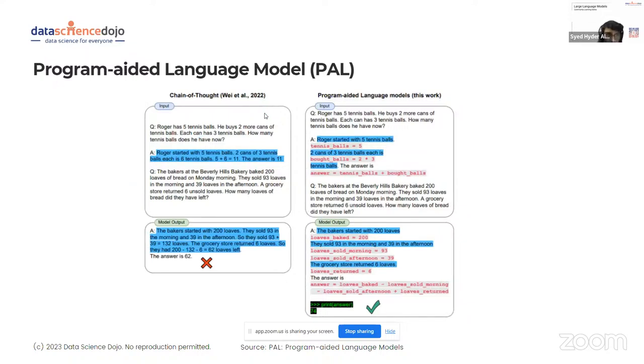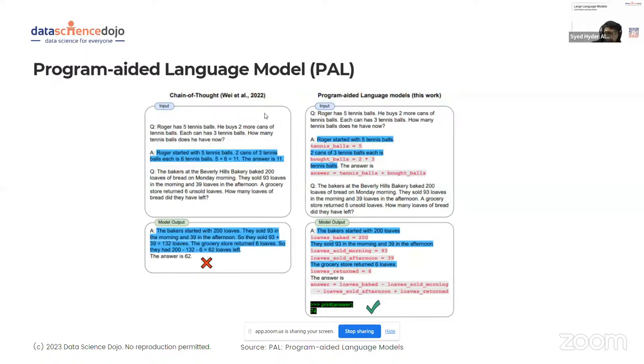So you could see that it actually gave us the right answer: 5 tennis balls, 2 cans of 3 tennis balls, so 6 plus 5, 11. The answer is 11. But as the problems get a bit complex, in the second one, the bakers at the Beverly Hills bakery baked 200 loaves of bread. On Monday morning, they sold 93 loaves in the morning and 39 loaves in the afternoon. A grocery returned 6 unsold loaves. How many loaves of bread did they have? So it actually gave us 62.